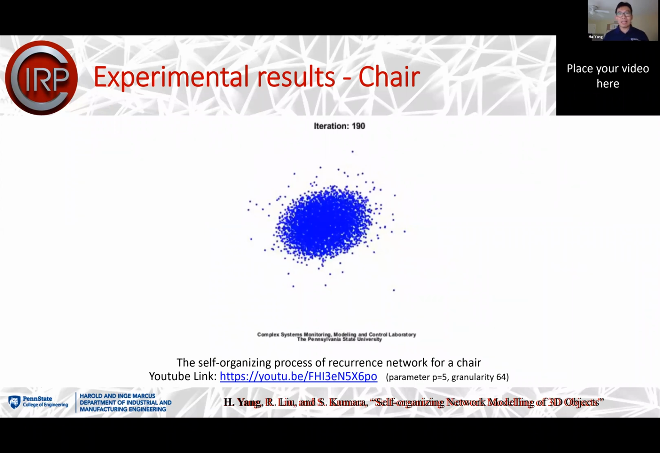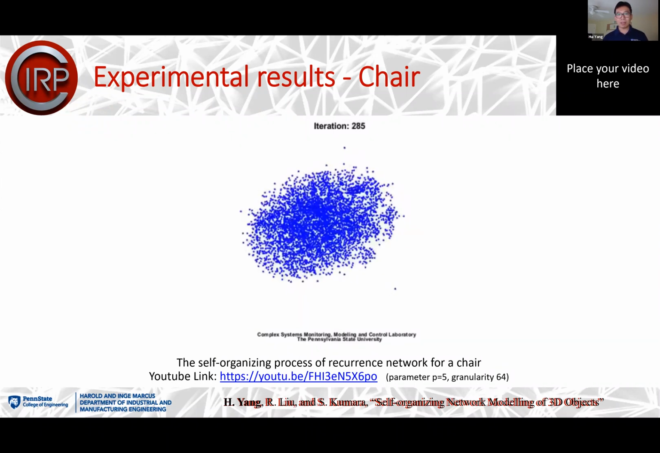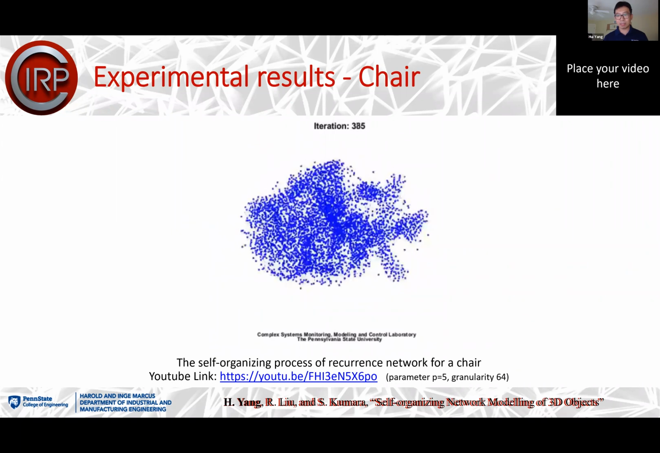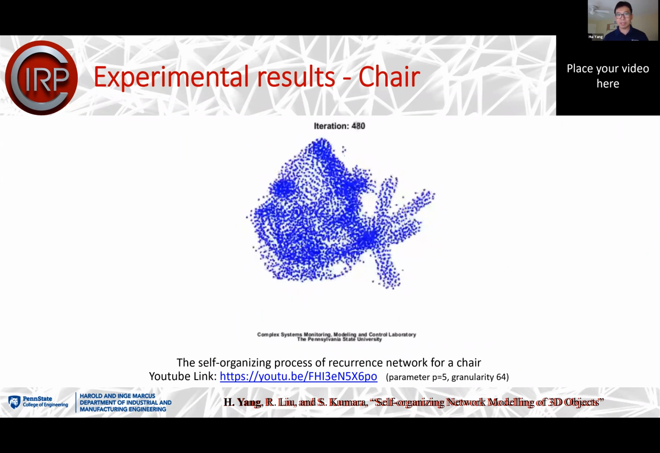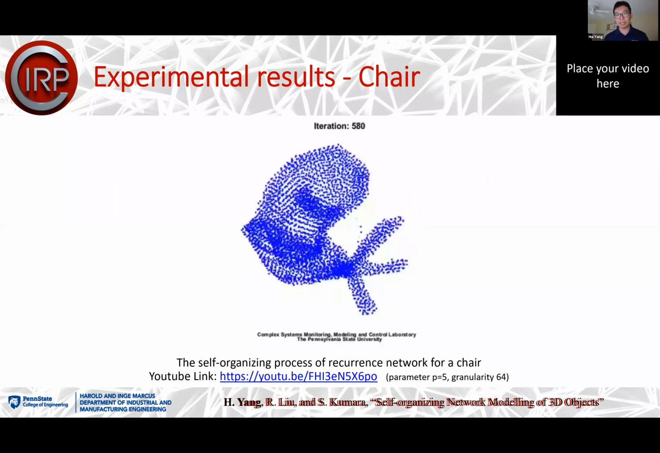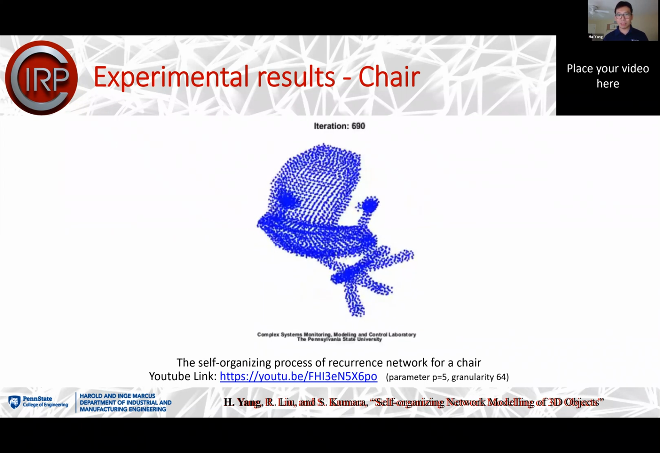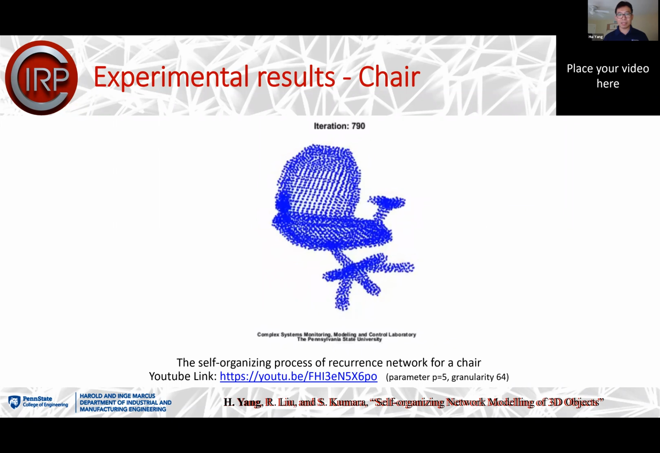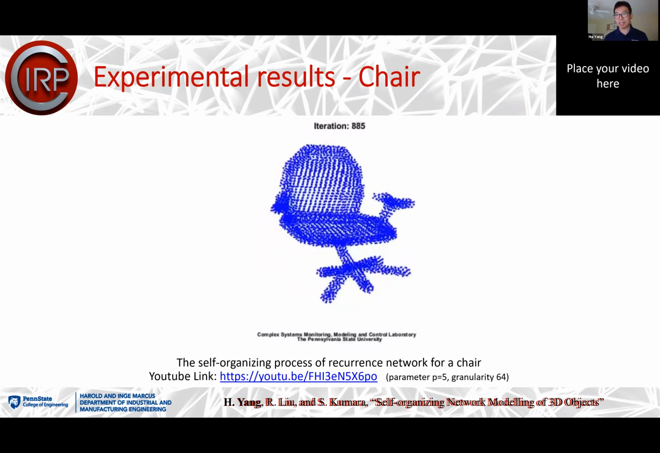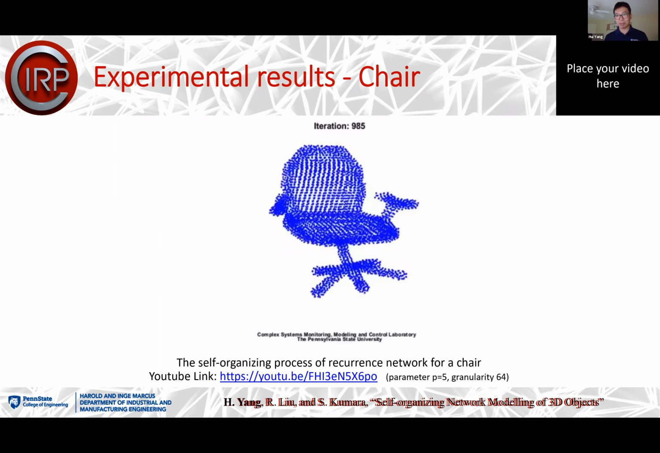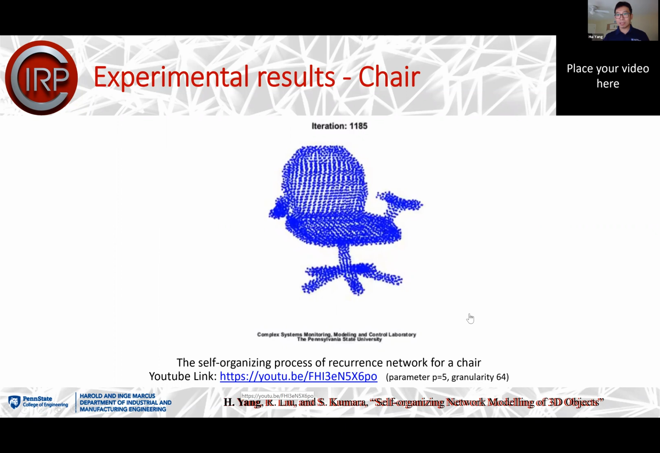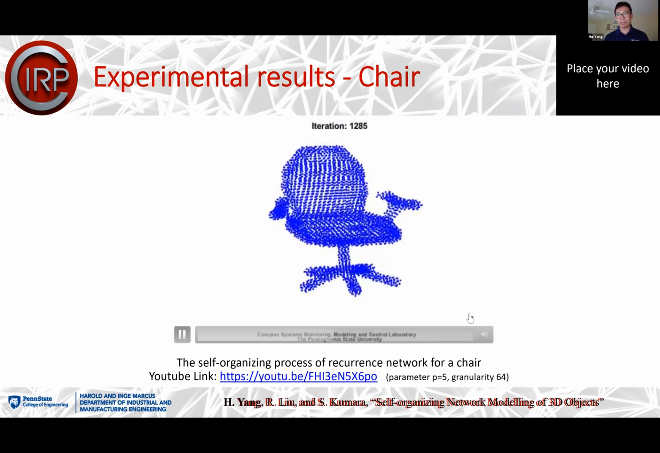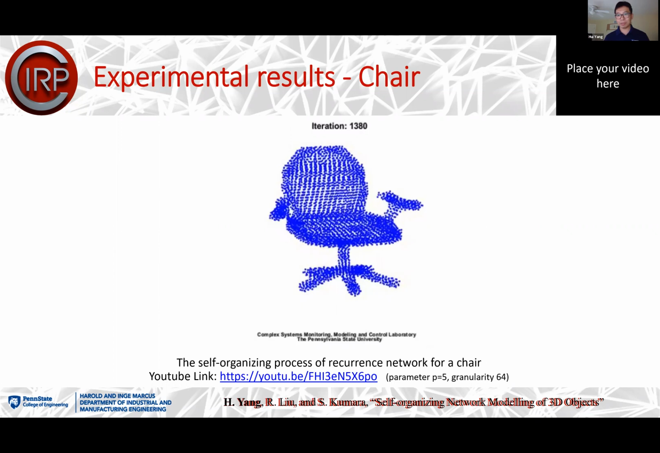Now here is an animation of the chair, and we derive the adjacency matrix from the chair, okay? And then we self-organize by minimizing the energy. And a few iterations later, we will give you back the chair, no matter how you randomly place the nodes. So we have a YouTube link over here. If you are interested, you can click the YouTube link and look into the video. And this parameter setting, P equals 5, and the granularity is 64.